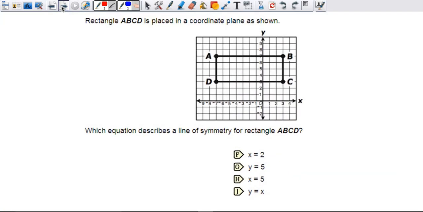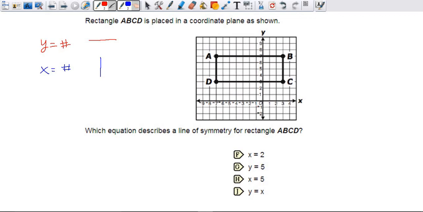For this one, rectangle ABCD is placed in a coordinate plane as shown. Which equation best describes the line of symmetry for rectangle ABCD? One thing you need for this problem is you need to remember, whenever you have y equals a number, what kind of line is that going to be? Well, that's going to be a horizontal line, which means it's going to go left to right. Whenever you have x equals a number, that means it's going to have an undefined slope, which means it would be a vertical line at whatever number it is.